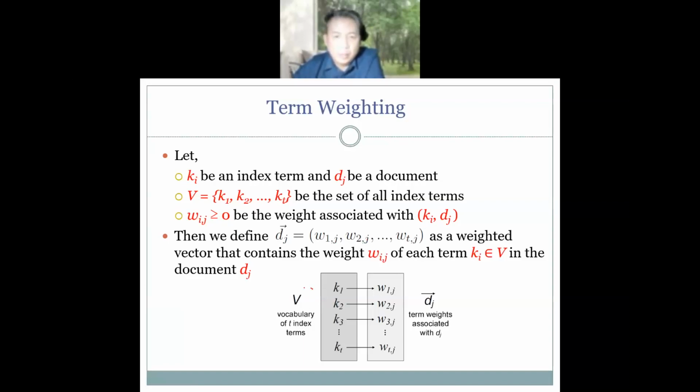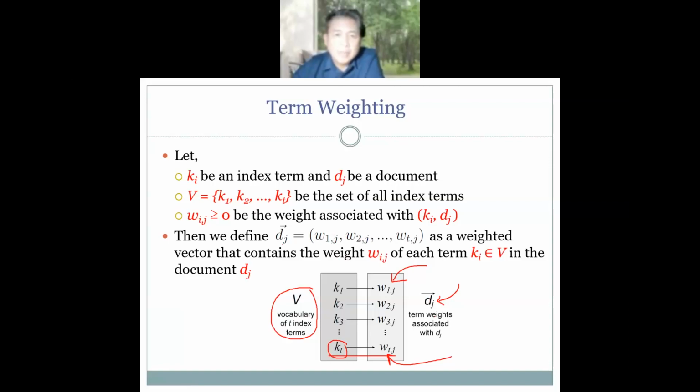So for example, we have the vocabulary of T index terms, up to T, and this is a specific document J. For all the keywords that we have up to T in this particular document J, we have a weightage. This one refers to the weightage of keyword 1 in document J, and this one is the weightage for keyword T in document J.